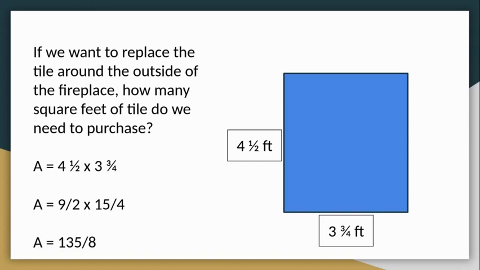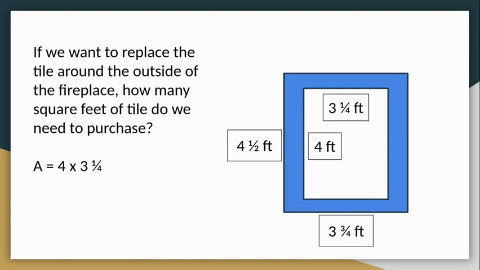9 times 15 is 135. 2 times 4 is 8. This means that the area is 135/8 square feet. Let's simplify this improper fraction by converting it to a mixed number. 135/8 is equal to 16 7/8 square feet. This is the area of our large rectangle.